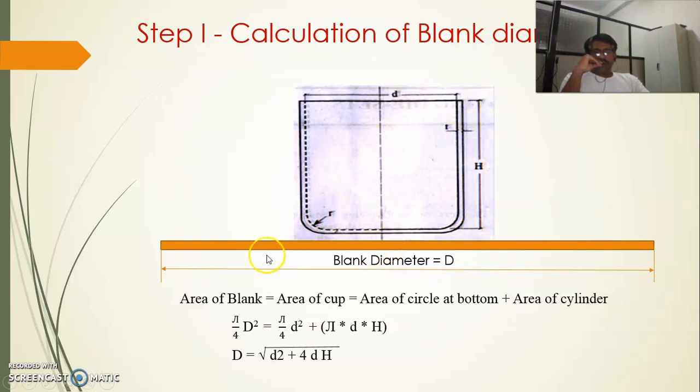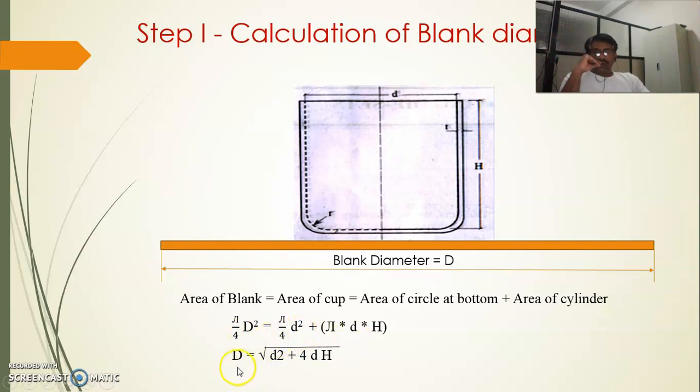So this area of total blank is now converted into two areas, that is the area at the bottom and the area of the cylinder. So we can say that the area of the blank, that is pi by 4 capital D square, is equal to the area of the cup, that is pi by 4 small d square, plus the area of the cylinder, that is pi into d into h.